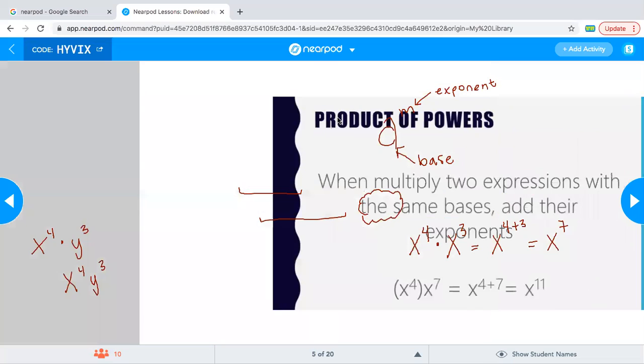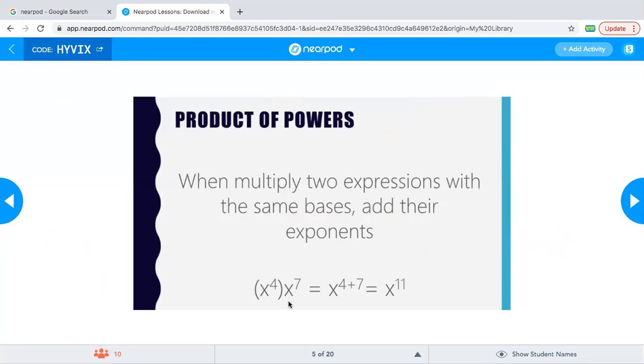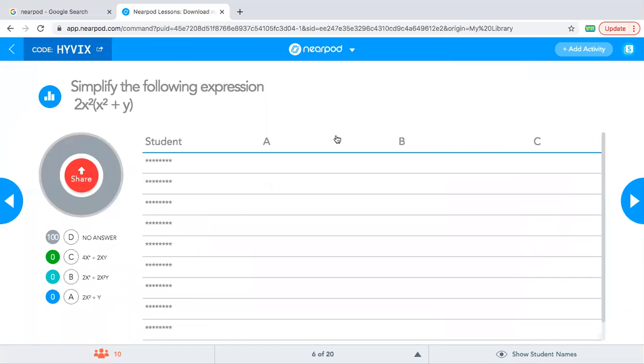All right, let's look at another example. So x to the power of 4 times x to the power of 7. Because they're the same bases, you add their exponents, so that'll be x to the power of 11. All right, so let's see if you understand.